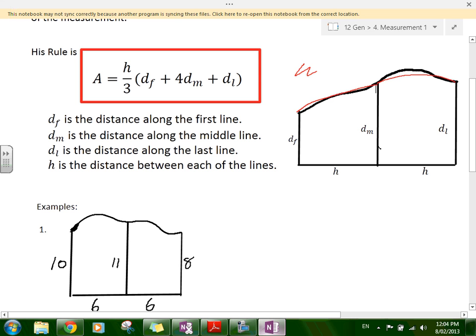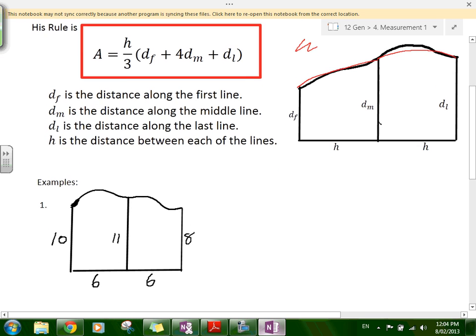As long as you understand, you don't have to understand how we got it, you just know how to apply it. H is simply the distance between two of the measurements. Both ways have to be the same. I'll show you in a second.